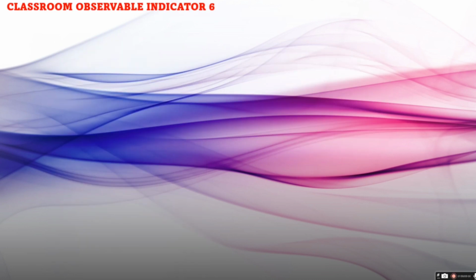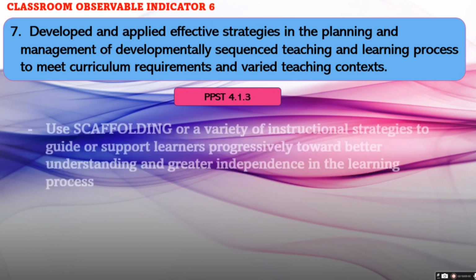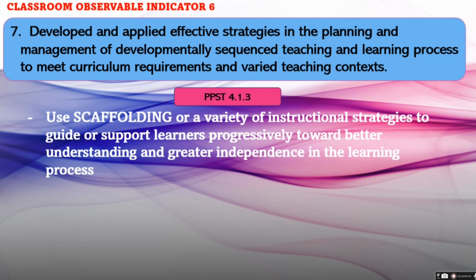Next one, classroom observable indicator number 6. The last classroom observable indicator is our objective 7, developed and applied effective strategies in the planning and management of developmentally sequenced teaching and learning process to meet curriculum requirements and varied teaching contexts. With this, we can consult the PPST 4.1.3. For this objective, we have to make sure that we use scaffolding. This will be apparent on our lesson plan.